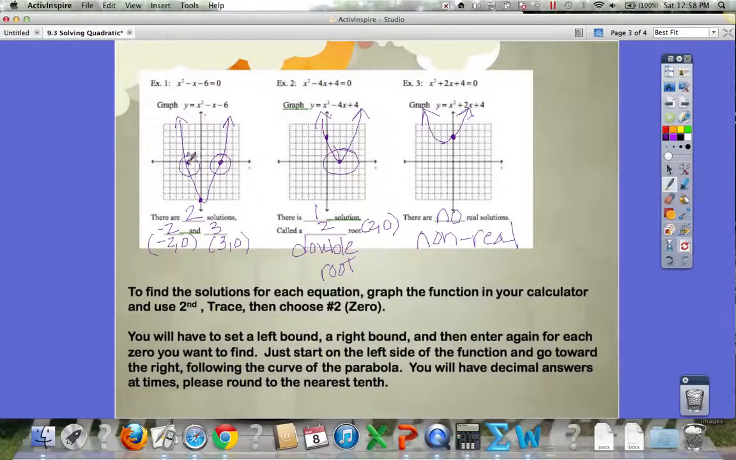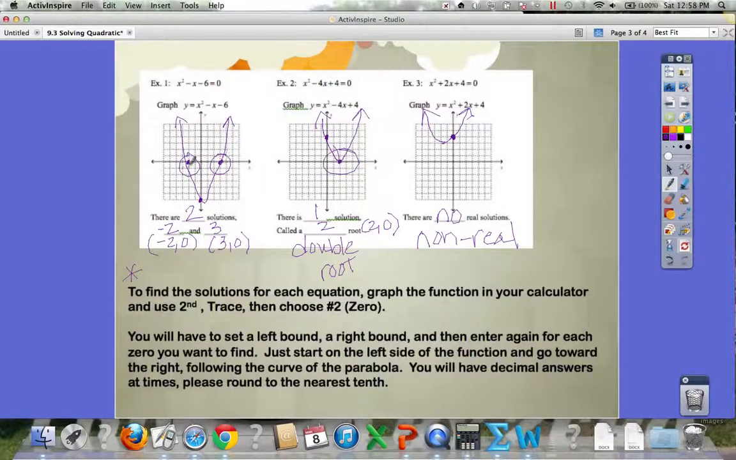Okay? Now, we are going to be finding other solutions that don't cross at exactly a whole number place. When you do that, your calculator will do all this for you, but you need to know the sequence and how to do it. To find the solutions for each of these equations, you're going to graph it in your calculator just like I had been doing, and then you're going to use the second trace button, and you're going to choose number 2, which is 0. And then you're going to have to set the left bound, the right bound, and then enter again for each 0 you want to find.